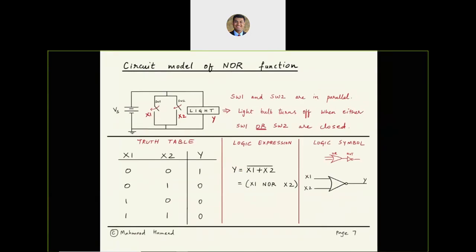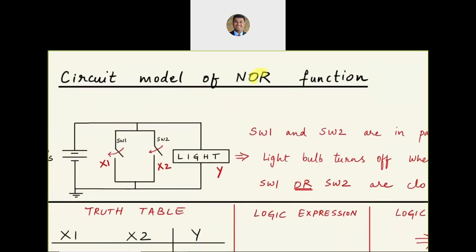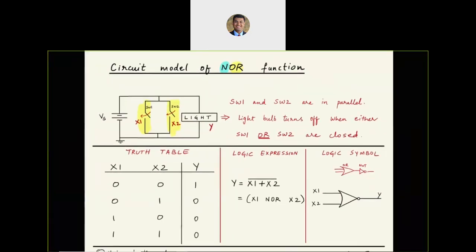Next, we are going to look at NOR functionality. The idea is the same. For OR, I needed switches in parallel. So I still have switches that are in parallel. But the set of switches that are in parallel are now in parallel with the light bulb because I need a NOT functionality. So switches are still in parallel, but their location has changed compared to the OR function.